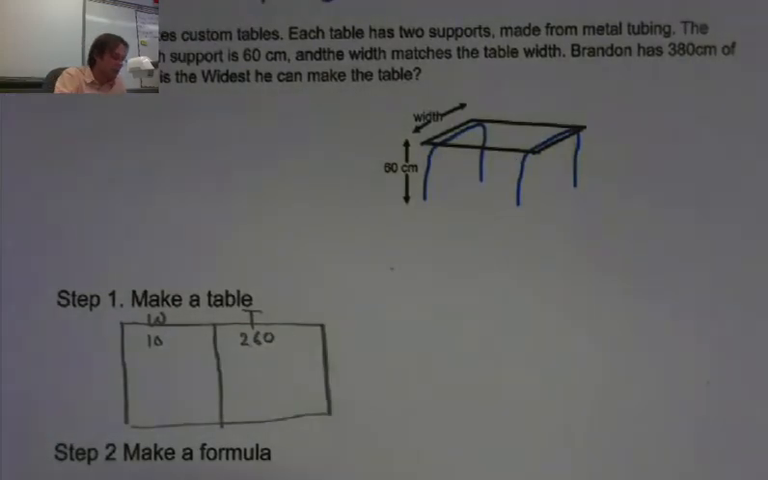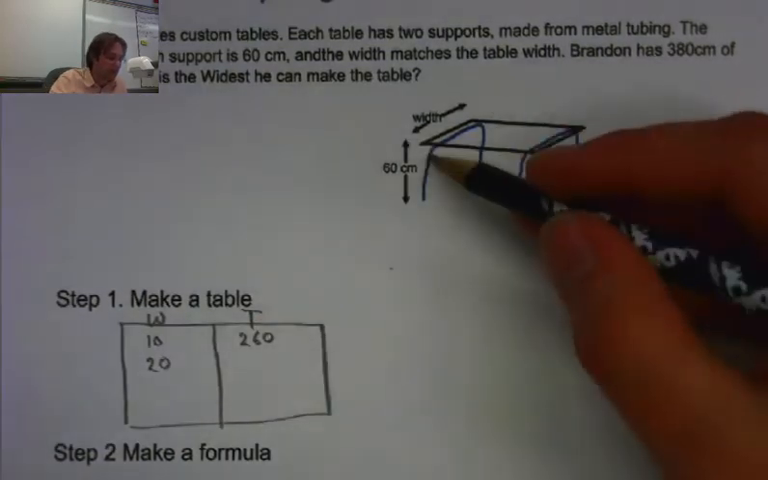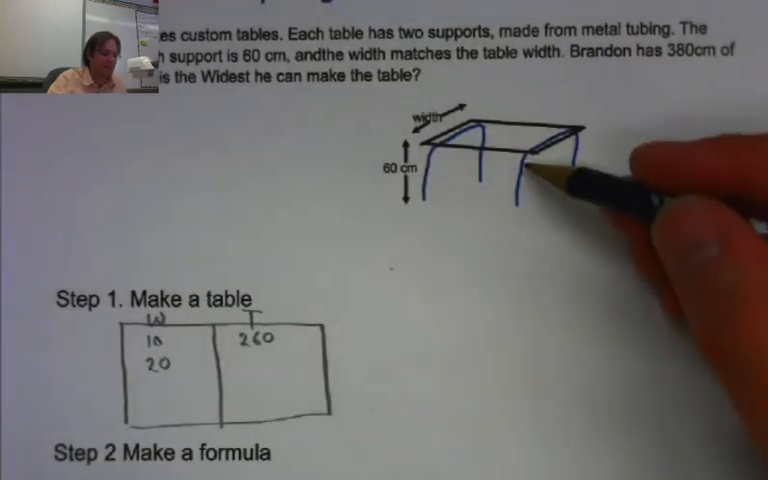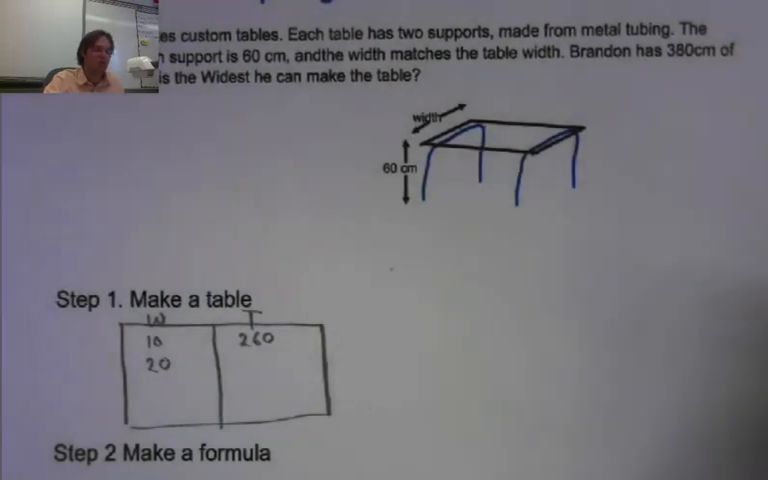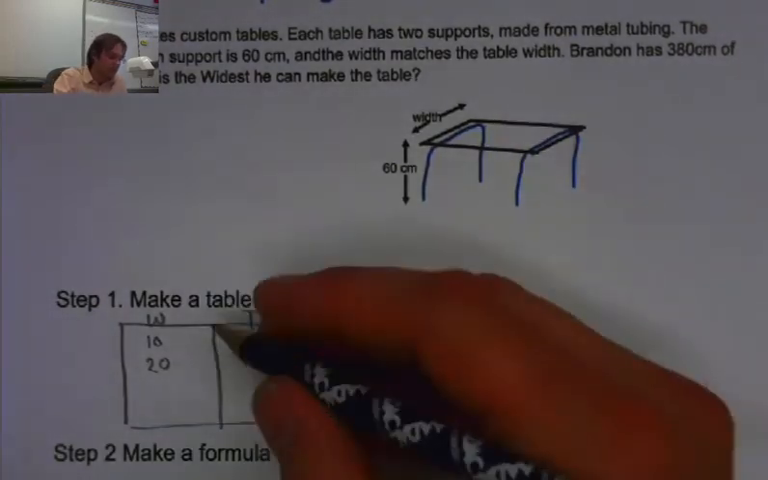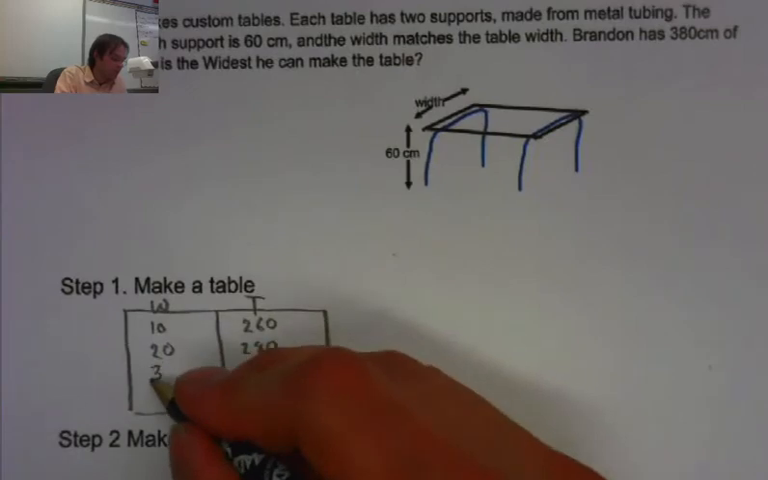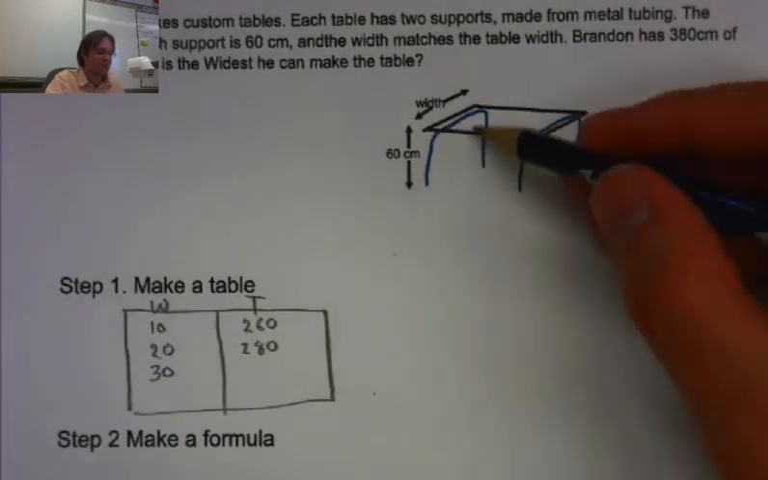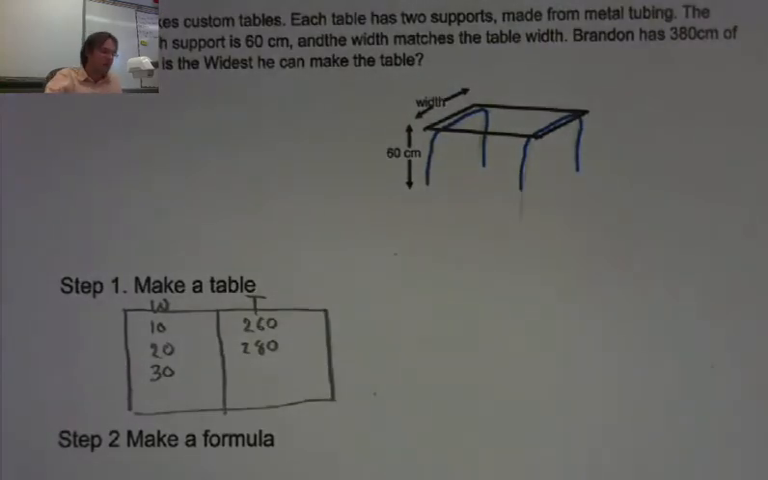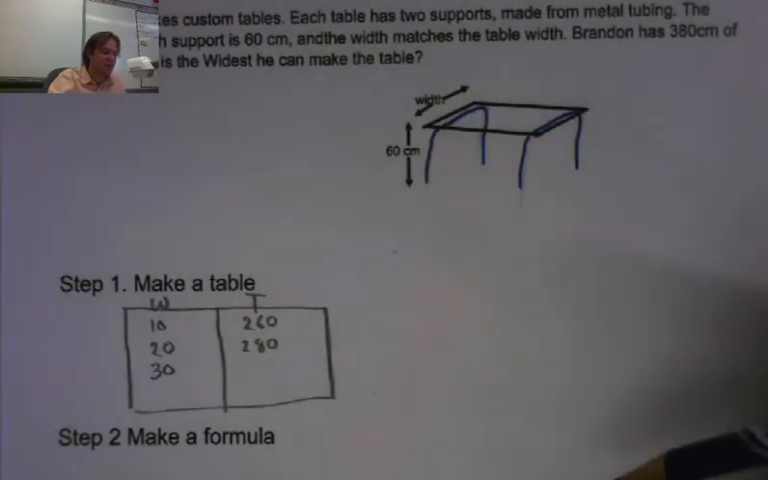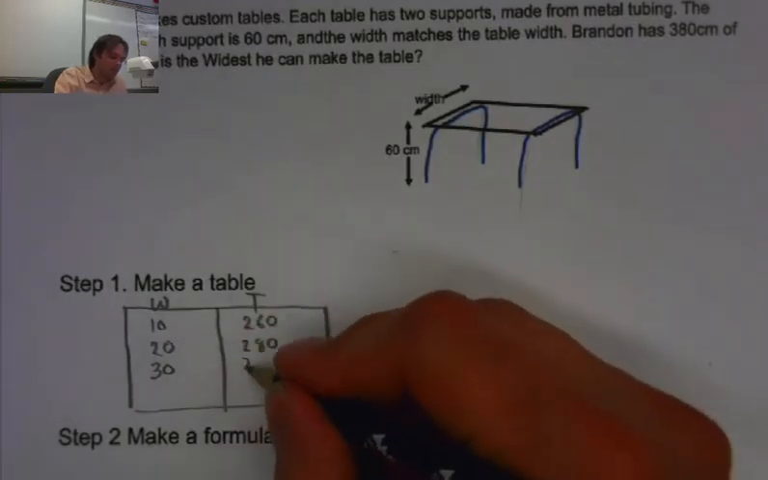Okay? So I'm going to go up by 10s. If I go to a width of 20, same thing again. I have 60 plus 60 is 120, and 60 and 60 is 240. And then I'm adding 20 and 20, which is 40. So 240 plus 40 is going to be 280. All right? Now let's try 30. Once again, we have 60, 60, which is 120, 60 and 60, which is altogether 240. And then we have 30 and 30, which is 60. So 60 plus 240 is going to be 300.